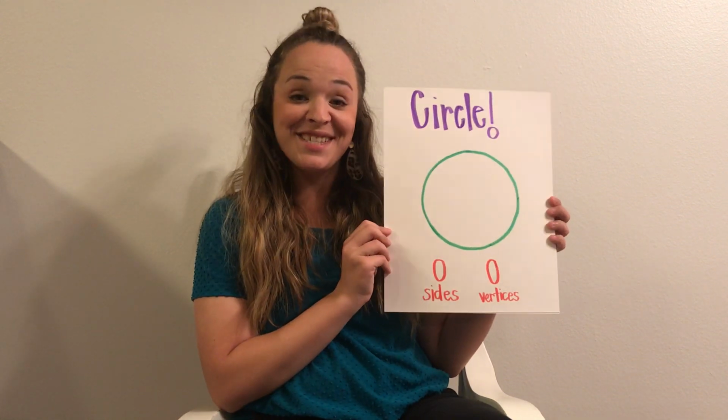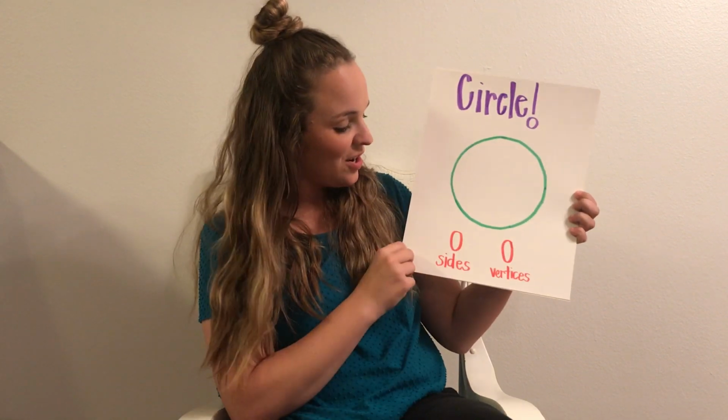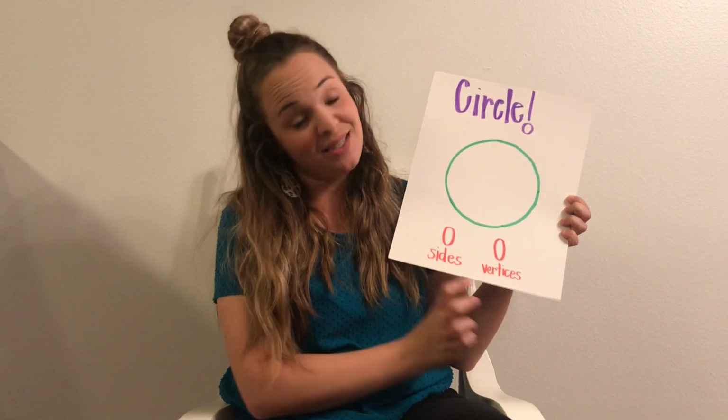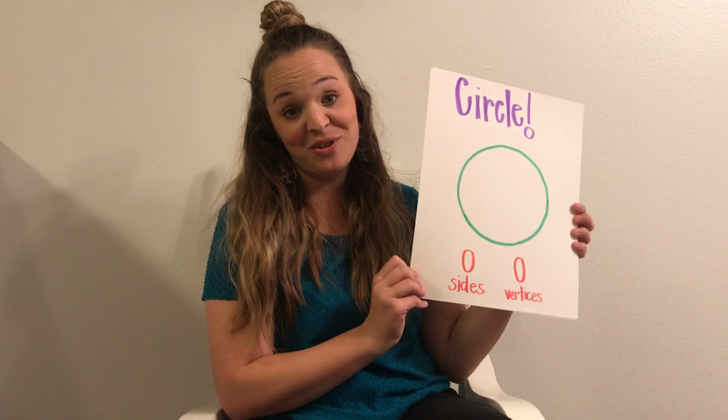Here is our next shape. Here we go. Ready? I don't know if you know this one. You want to see? This is a circle. Circle's pretty easy because it has 0 sides and 0 vertices. So that's our circle. 0 sides, 0 vertices.